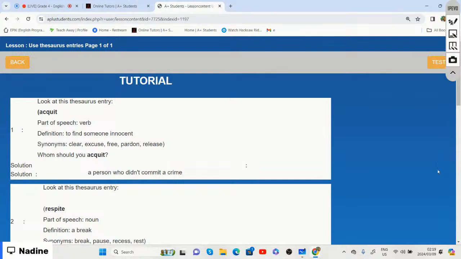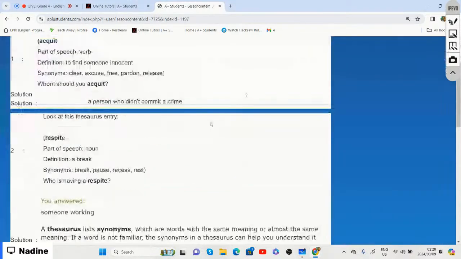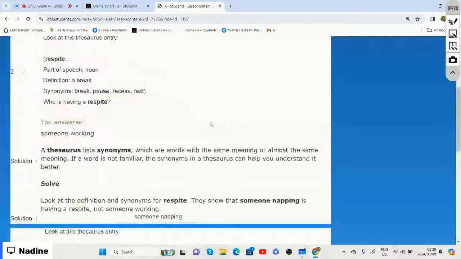All right. So a person who didn't commit a crime, equate, is a person who did not commit a crime. Then we have respite. Respite is our word. And remember, I said the thesaurus is also in alphabetical order.